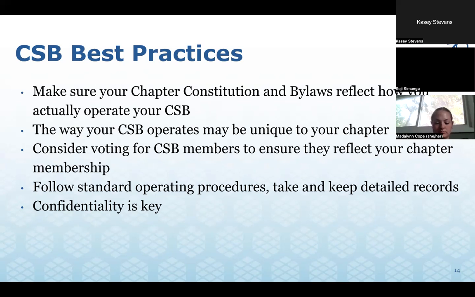Definitely consider voting members into serving on chapter standards board to ensure they reflect your chapter membership and the needs and wants of your membership. Follow those standard operating procedures, take and keep detailed records, and just make sure confidentiality is at the forefront. We don't need people's tea getting spilled.